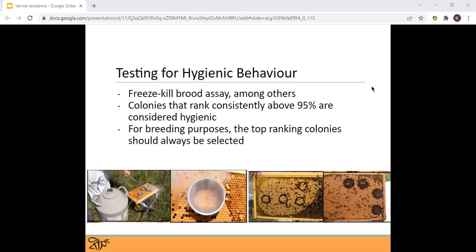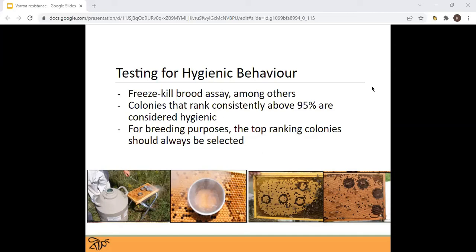And that simulates an issue without actually having to weaken and sicken your hives. So there's a couple different methods that you can do for hygienic behavior, but the most effective one, and the one that's been most reliably associated with hygienic behavior, is called the freeze kill brood assay. Through this test, you freeze a section of brood and evaluate how much the bees clean out after a certain period of time, and you can give them a percent hygienic level.